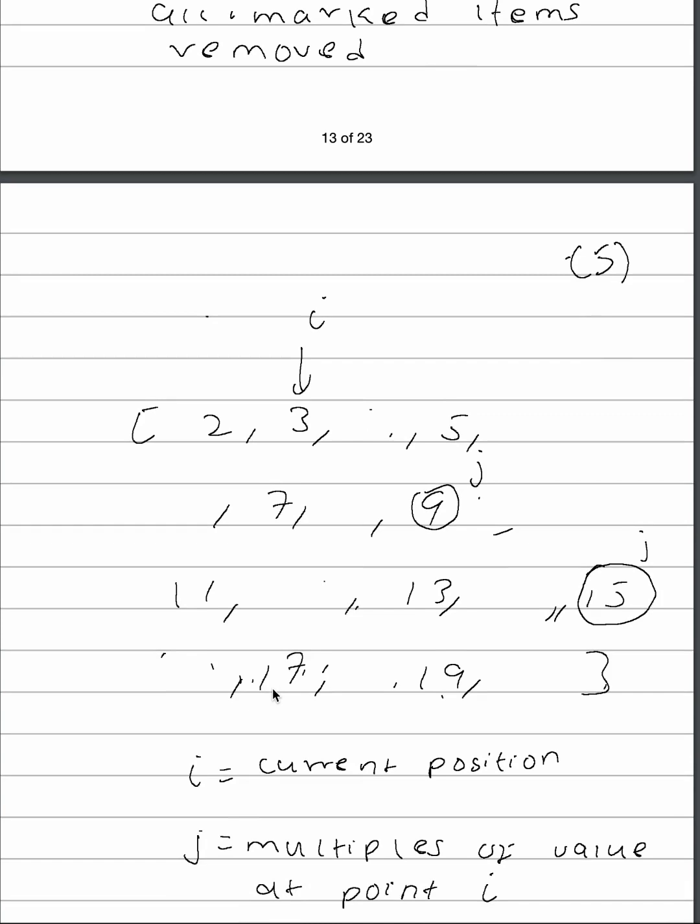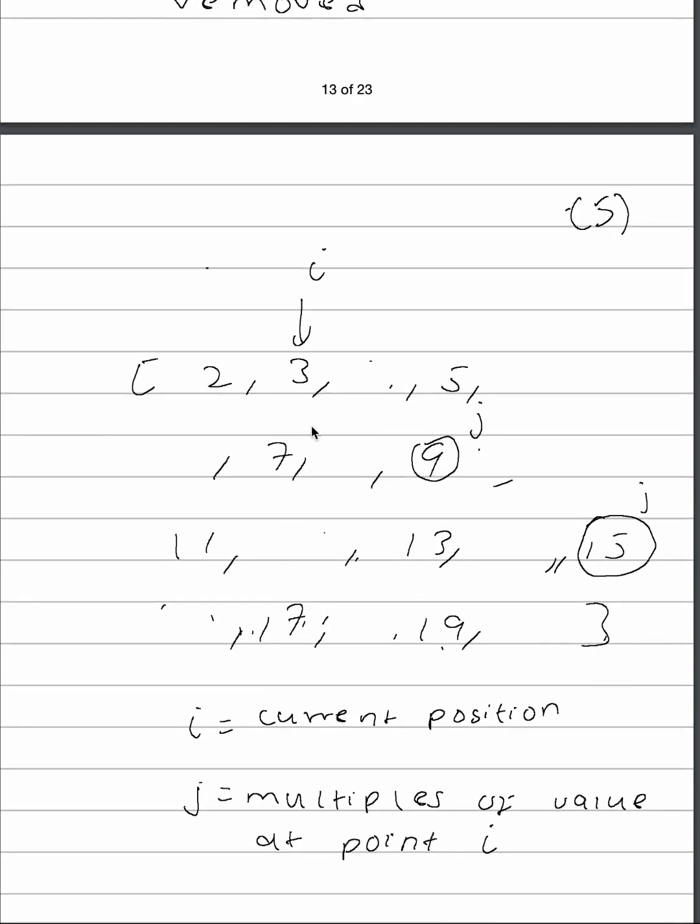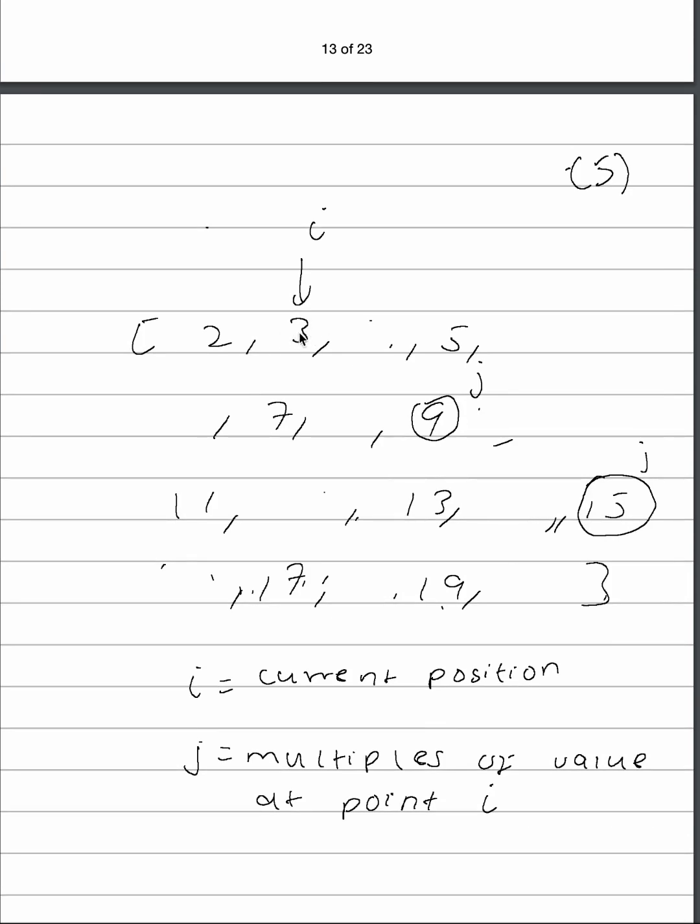Now that we have managed to get rid of all the multiples of 2, we can move the pointer I to the next available number. That number is 3. The pointer J again moves to all multiples of 3. The multiples of 3 that remain at this point in time are just 9 and 15. So that's where J is going to be.